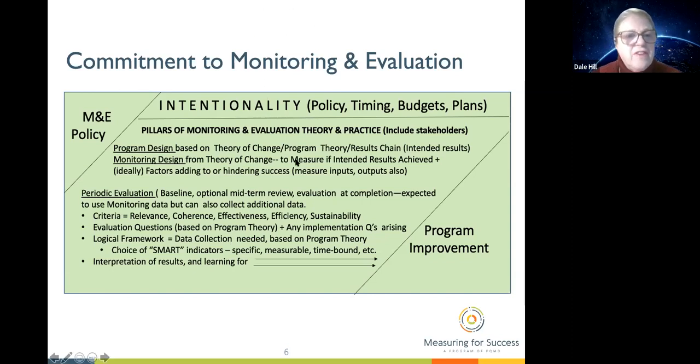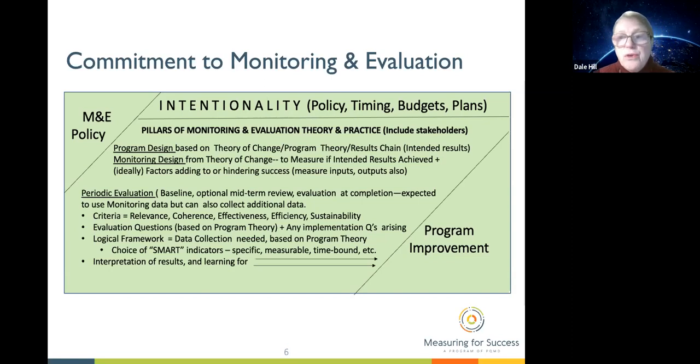The second tool is evaluation questions, which are based on the program theory again, and any questions arising during implementation. And they are sometimes grouped by criteria. So for example, under effectiveness criteria, the questions might be, was objective 1 met? If not, why not? There may also be an evaluation question related to a subcomponent like training. How effective was the training?